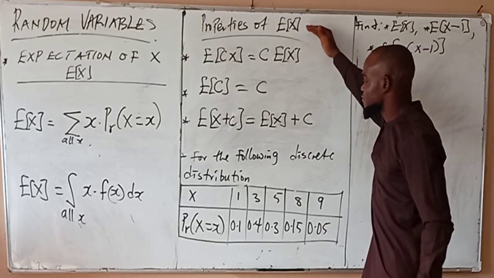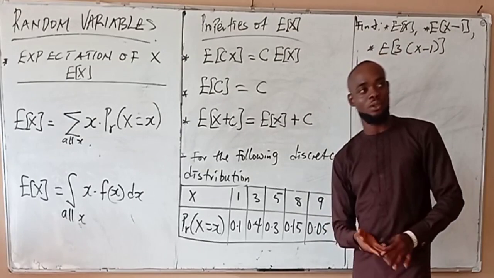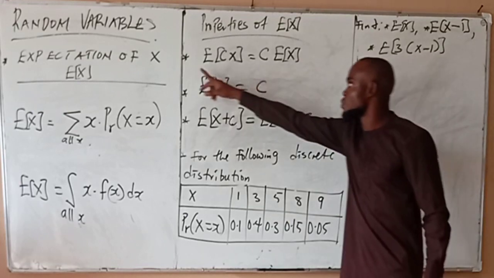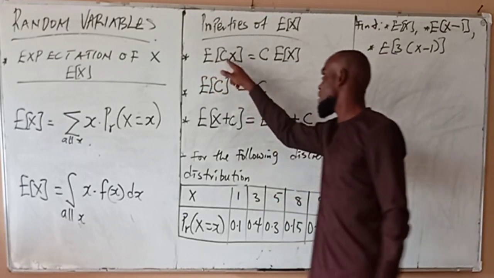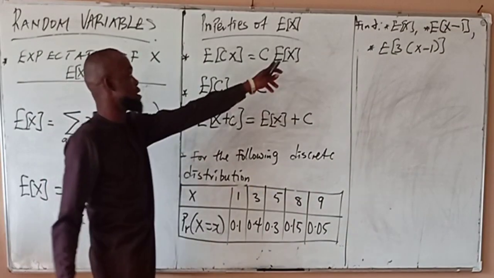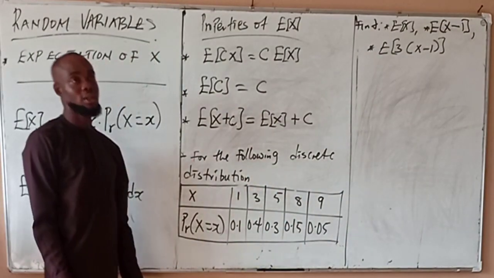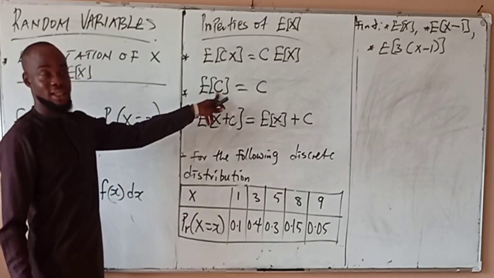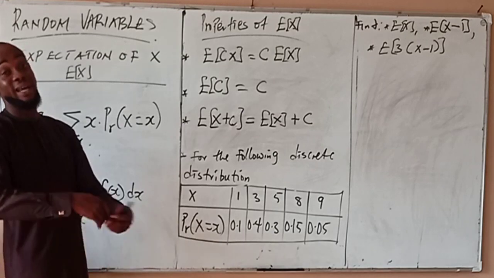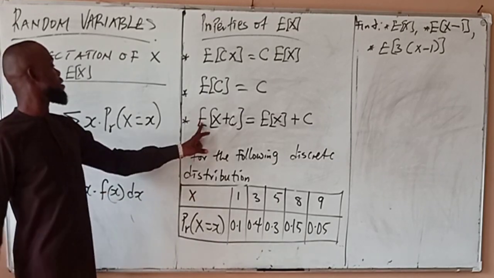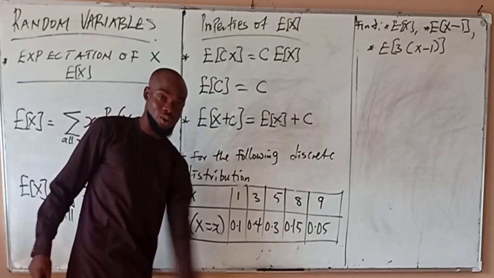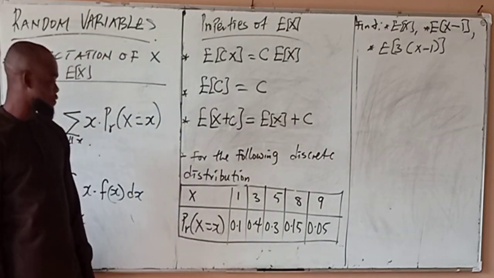Now, let's look at the following few properties of the expectation of x. Number one, the expectation of a constant times x is equal to that constant times the expectation of x. Note, the expectation of a constant is always equal to that constant. For example, the expectation of 5 is equal to 5. Now, the expectation of x plus a constant is equal to the expectation of x plus that constant. All of these are very important.